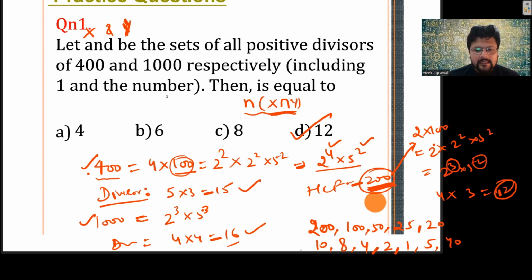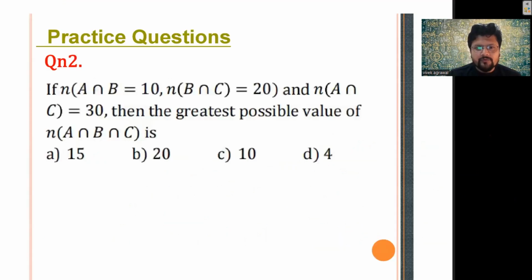Okay, let's move to the next question. It's given that the number of elements in A intersection B is 10. The number of elements in B intersection C is 20. Now it's talking about the number of elements in A intersection C, that is 30. Then the greatest possible value of A intersection B intersection C is?